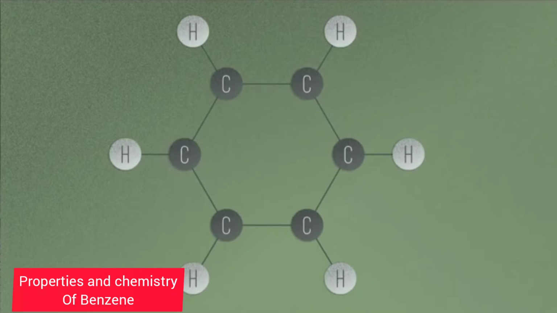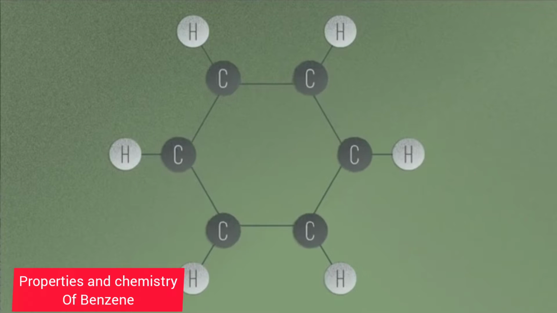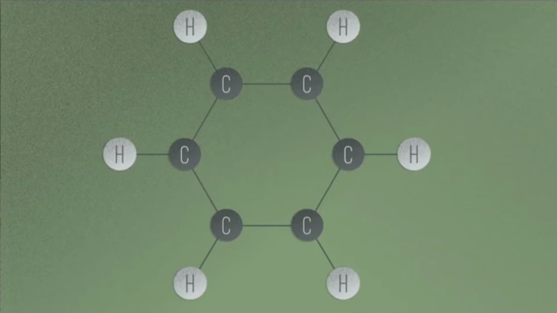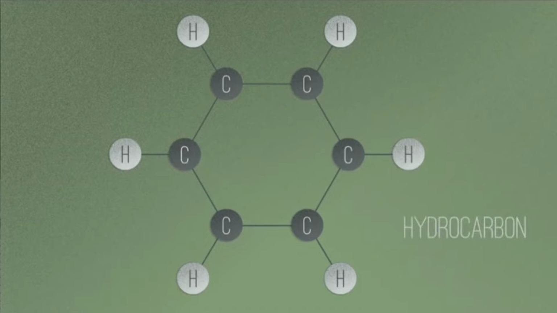On an atomic level, benzene is made up of 6 carbon atoms covalently bonded in a ring. Each carbon is also covalently bonded to one hydrogen. This makes it a hydrocarbon. Carbon usually forms 4 single covalent bonds, and these carbons at the moment only have 3.